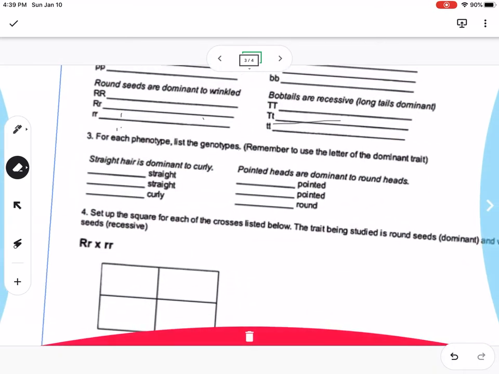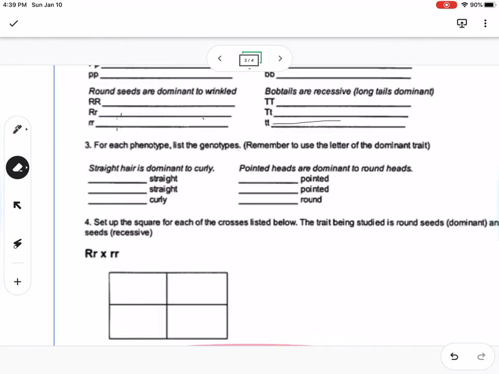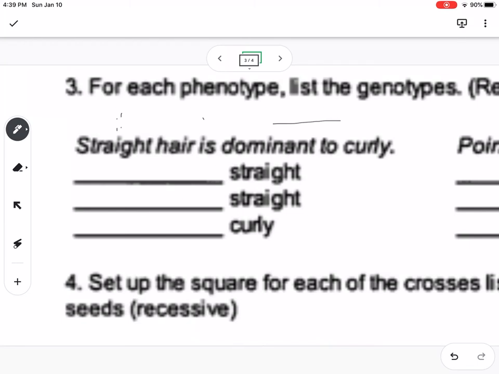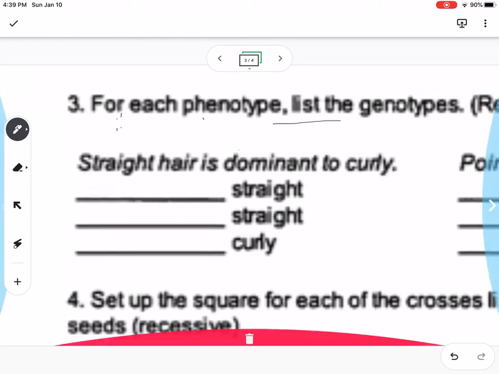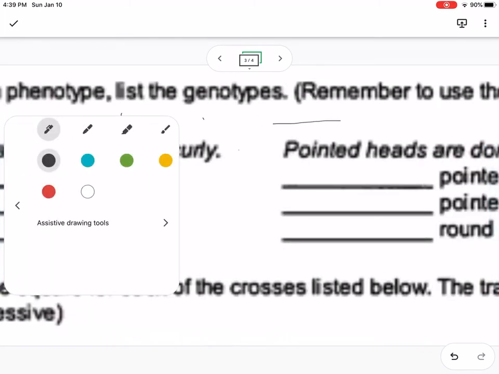All right, the next one goes down here. It says you're going to actually draw it. It gives you the phenotype. Remember, phenotype is the physical trait. Then you're going to have to draw the genotype. Straight hair is dominant to curly hair. So capital, whoops, sorry about that.